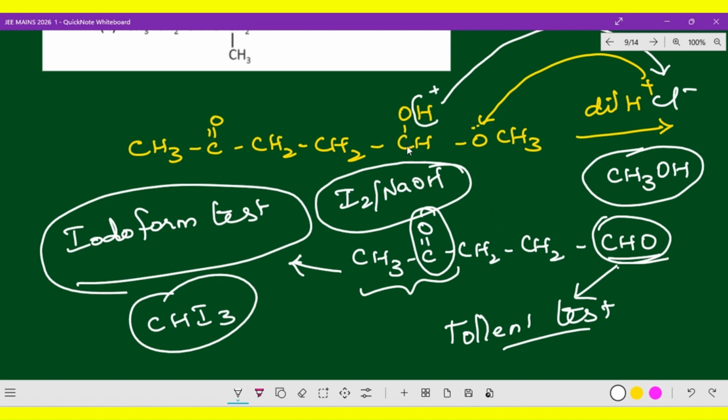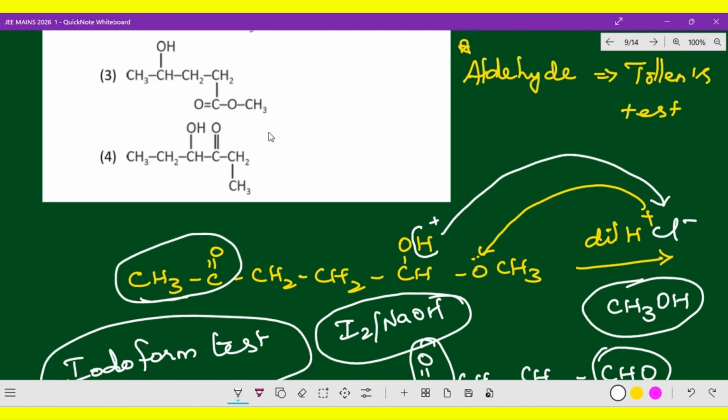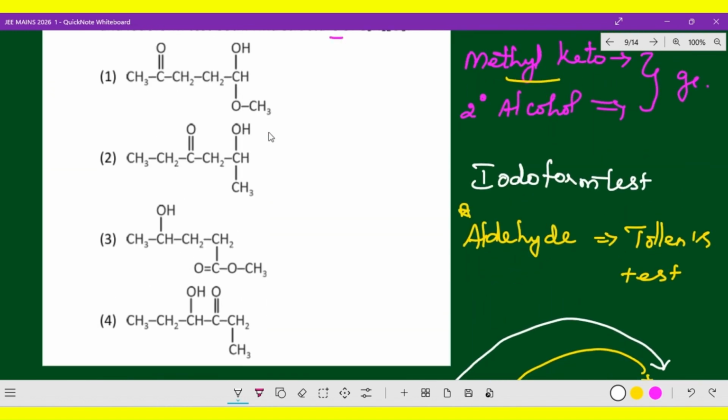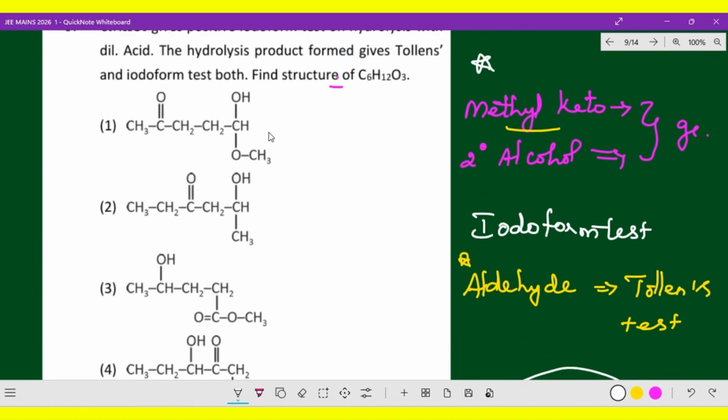Now, how do we identify this is a secondary alcohol and this is a methyl keto group? So that is the way I just identified, right? Okay, this is completely a memory based question, and it is a logical way of thinking also. It will be easy. Already you have done a number of questions like this, and I've explained in my previous videos also. So please check it if you want, right?